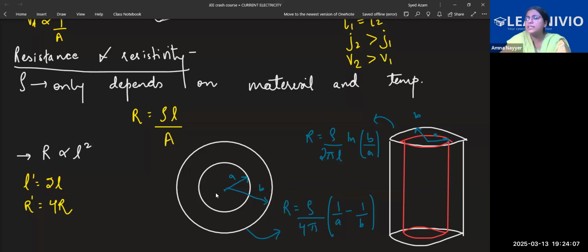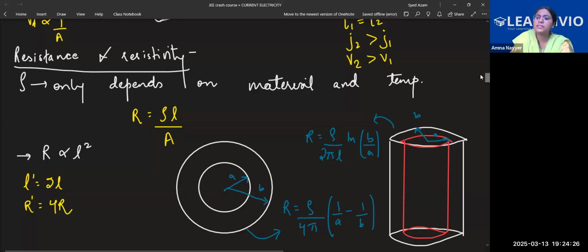And if these are concentric cylinders having inner radius small a, outer radius B, the formula will be rho by 2 pi L log B by A. All right. This cylindrical part has directly come in the exam. Sphere can come, so you should remember this.